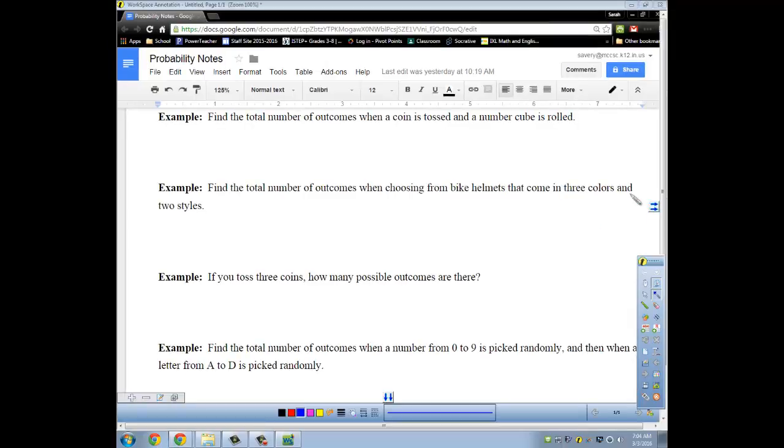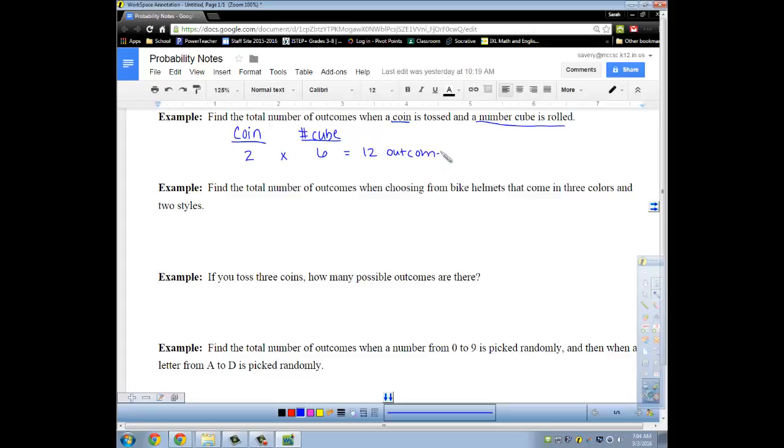The first example says find the total number of outcomes when a coin is tossed and a number cube is rolled. So first you want to figure out what is going on, what am I doing, what two or sometimes three things am I dealing with. First I'm going to flip a coin. How many options do I have if I flip a coin? Well, that's heads or tails, so that's 2 options. If I roll a number cube, a die, which typically has 6 sides, there are 6 options: 1, 2, 3, 4, 5, and 6. If I multiply those two together, 2 times 6, which is 12, that means I would have 12 outcomes.